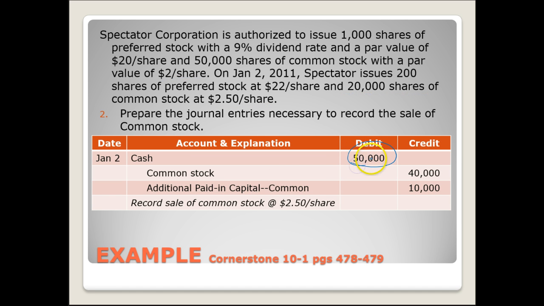Cash is going to be based on the total number of shares and the total amount per share. The amount of credit we enter in the common stock is going to be the par value times the 20,000 shares, and then anything above par value, which is 50 cents a share, right? The difference between $2 a share and $2.50 a share. That 50 cents a share times the 20,000 shares is going to be the $10,000 credit. Our $40,000 and our $10,000 add up to $50,000. So we have everything in order.